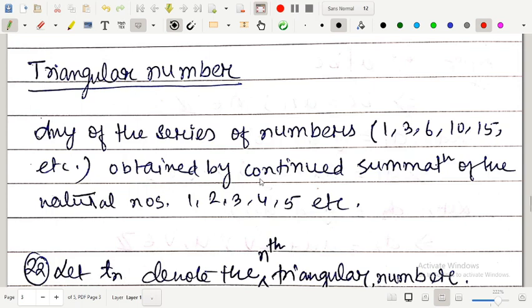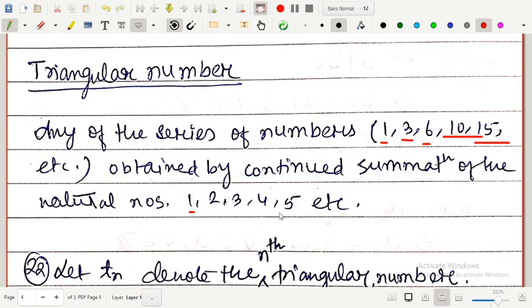Now, it means the first triangular number T1 is the first natural number 1. Okay. The next triangular number is 3. It is obtained by adding 1 and 2. 1 plus 2 is 3. The third triangular number is 6. It is obtained by adding 3 consecutive natural numbers, 1 plus 2 plus 3, which gives us 6. The fourth triangular number is 10. It is obtained by adding 1 plus 2 plus 3 plus 4. The fifth triangular number is 15. It is obtained by adding 5 consecutive natural numbers, 1 plus 2 plus 3 plus 4 plus 5.